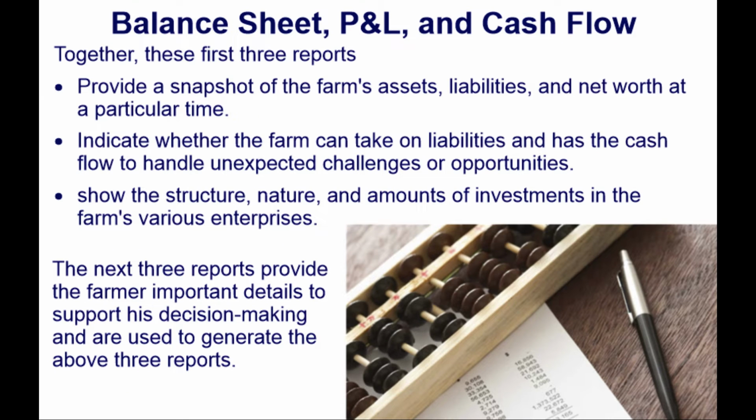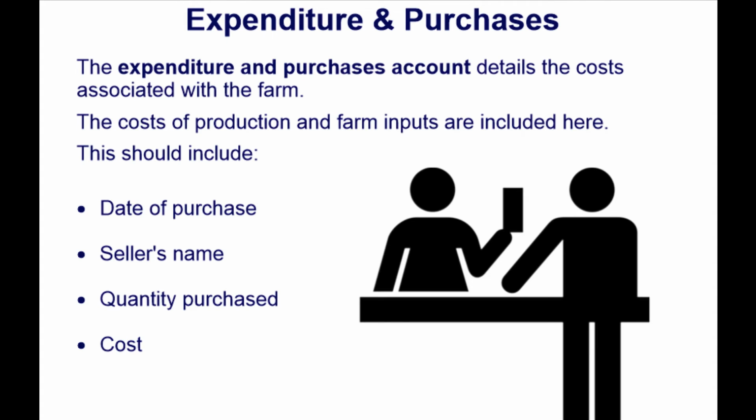Balance sheet, P&L, and cash flow. Together, these first 3 reports provide a snapshot of the farm's assets, liabilities, and net worth at a particular time. Indicate whether the farm can take on liabilities and has the cash flow to handle unexpected challenges or opportunities. Show the structure, nature, and amounts of investments in the farm's various enterprises. The next 3 reports provide the farmer important details to support his decision-making and are used to generate the above 3 reports.